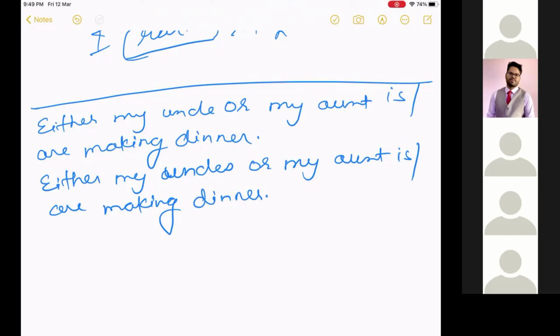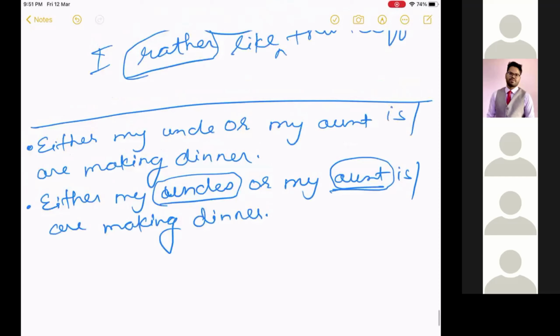Sir, what do you mean by the second sentence? Okay, see, let's say I have 10 uncles in my family, so either all 10 uncles or a singular aunt. Let's say I have only one aunt, though that's quite absurd, but still a possible thing we are thinking in mind. Let's say I have 5 uncles in my family, but only one aunt is alive. So what I am saying is, either my 5 uncles are cooking the food or my one aunt is cooking the food. This is the meaning of the second sentence. If I talk about the first sentence, it means that either my singular uncle is cooking the food or my singular aunt is cooking the food. The first one is clear that it will be is, but for the second sentence, I'm a bit confused.